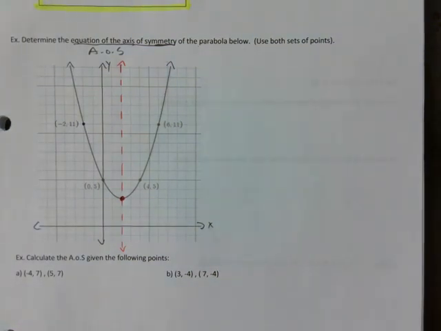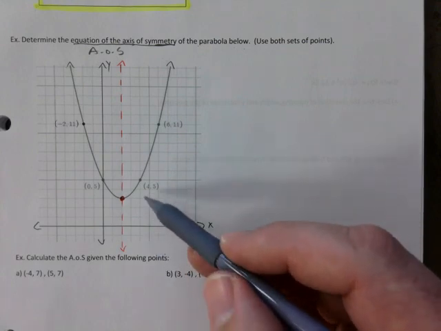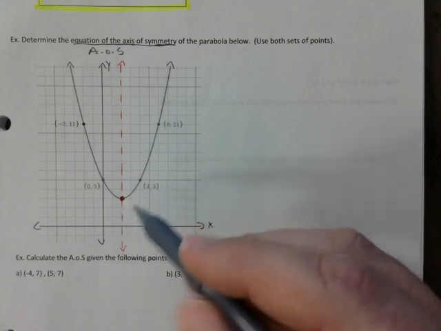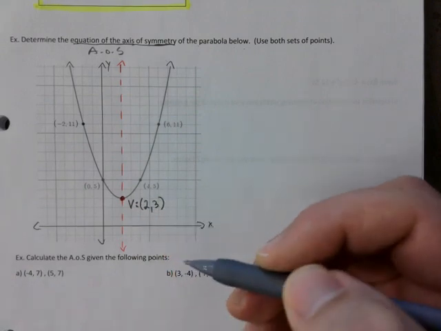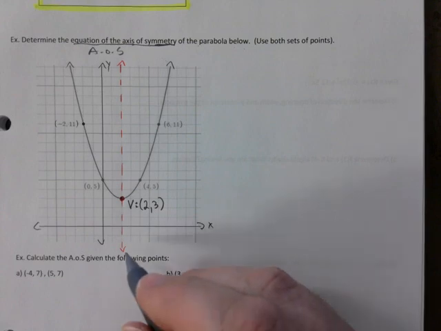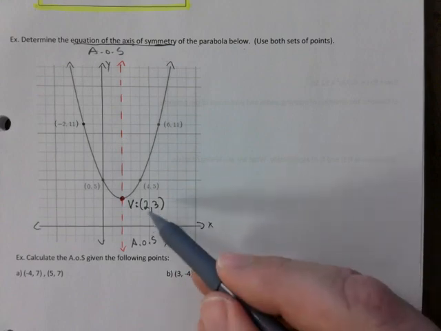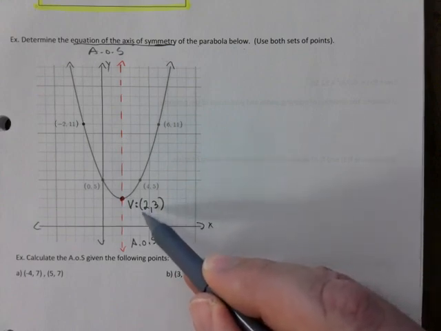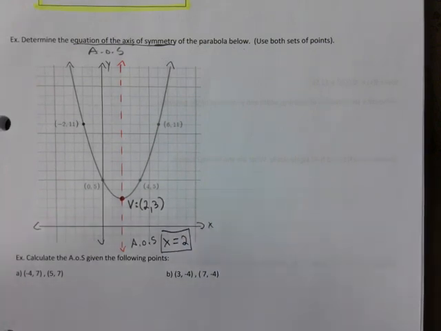Do we know the coordinates of the vertex just by looking at it? I think we do, right? Because this would be 2, 3. So the vertex is (2, 3). But remember, you will probably not have the graph given. I'm just showing you on the side what's happening. So the AOS, we know is x is equal to 2, right? It's the x value of the vertex. We know that already. But we're going to actually show how that can be calculated.